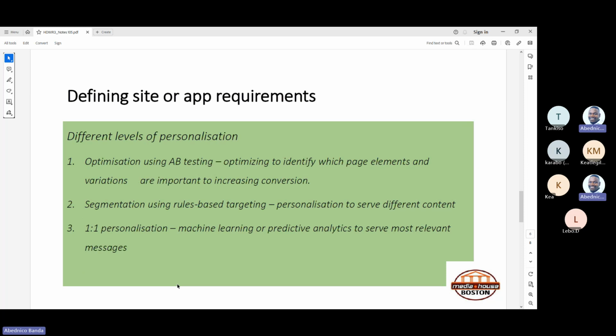There are different levels of personalization, but before I discuss them, I need to have a discussion with you guys. As individuals, can you please tell me, if you were to go to a Woolies website, how would they personalize it according to your characteristics or your needs?